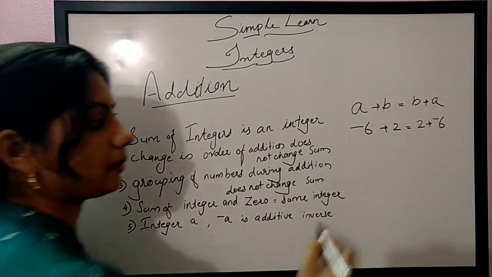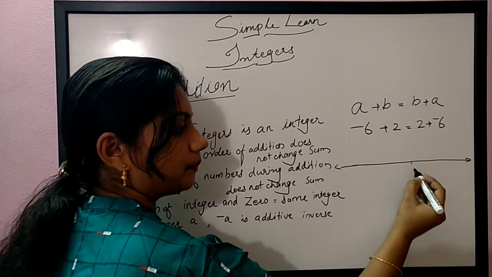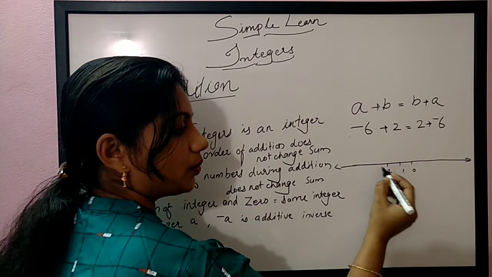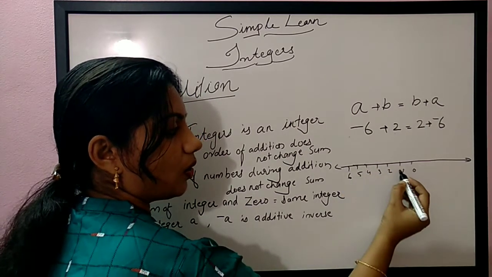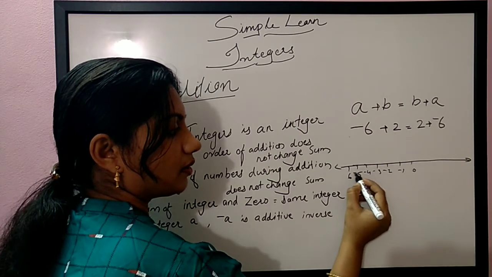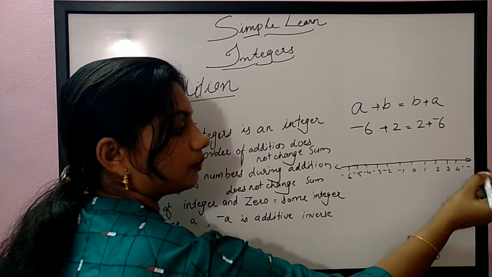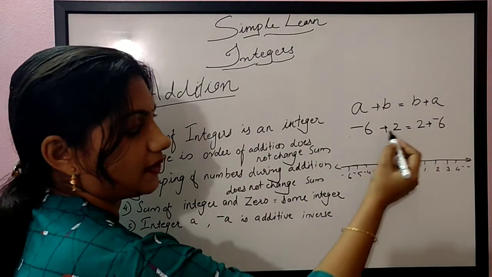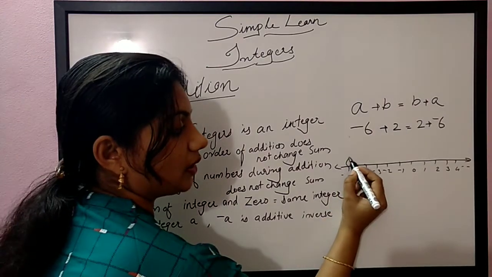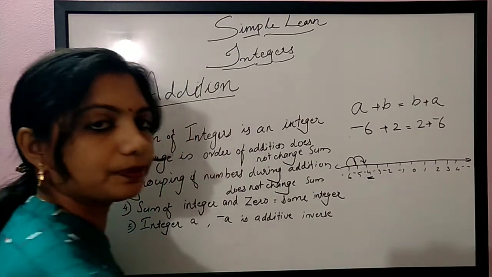So how is it coming? Take again a number line. 1, 2, 3, 4, 5, 6. All these are negatives. Here 1, 2, 3, 4. Goes like that. -6 plus 2 we have already checked, going to the right side 2 times we get -4.